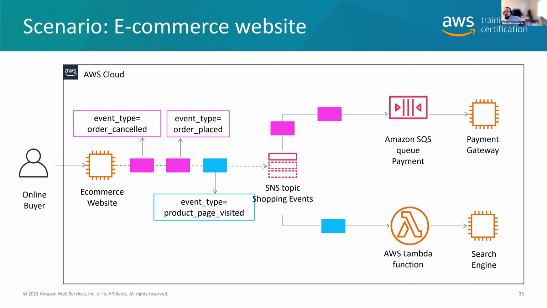By the way, this is a string matching operator that will do exact, it'll do prefix, it'll do anything but this string. And there's also numeric comparison operators as well, like date ranges, and all kinds of stuff. This is pub sub. So if the event type equals order canceled or order placed, the filter policy will direct it to the SQS queue. If the event type is product page visited, it's going to go down to a Lambda function, which is then going to post for a search engine.